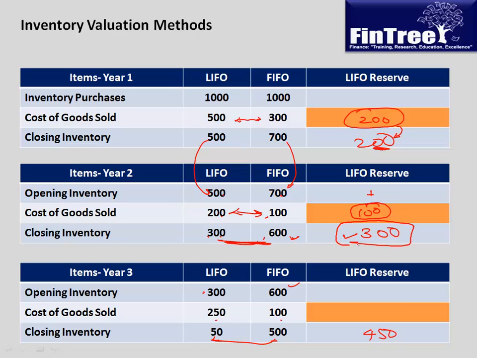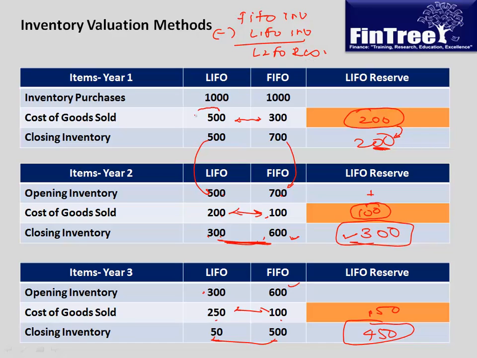Last year LIFO reserve was 300. This year LIFO reserve is 450. LIFO reserve has increased by 150. This has to be the difference between the two COGS this year, 250 and 100. Okay, so based on this, what do we learn? What we learn is that FIFO inventory minus LIFO inventory is actually the LIFO reserve. And LIFO reserve every year increases because of the differences in the two COGS. So if you say LIFO COGS minus FIFO COGS, this is the amount by which LIFO reserve will increase.